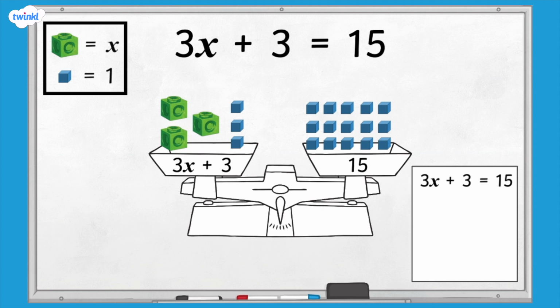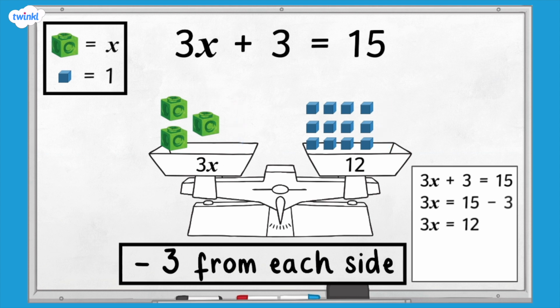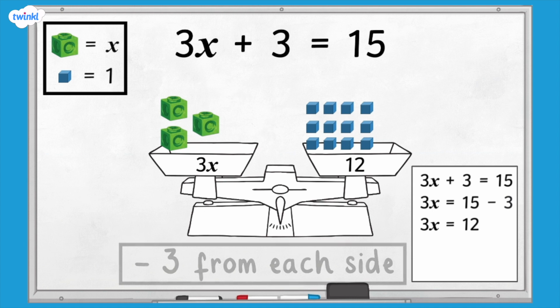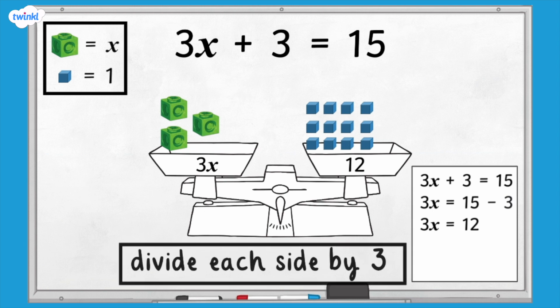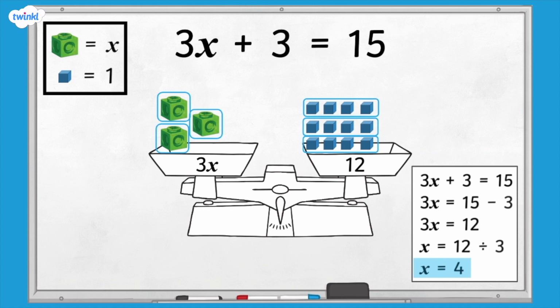We want to find the value of x, so we can work backwards using the inverse until we are left with x on its own. First, let's subtract 3 from each side. This leaves us with the equation 3x equals 12. Now to find the value of x, we need to divide by 3, so we do this to both sides. Finally, we're left with x equals 4, so 4 is the value of x.